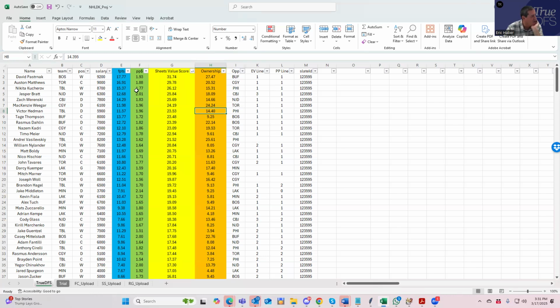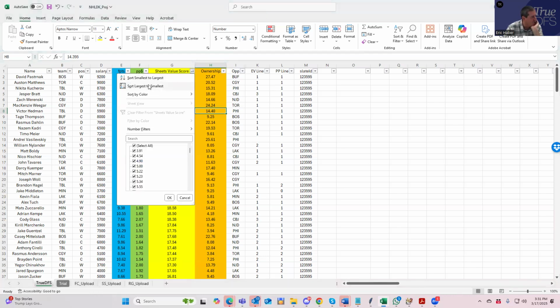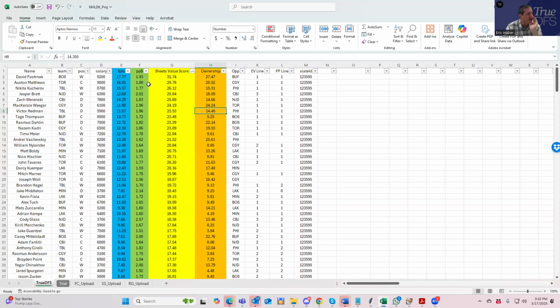So the first thing I like to do is sort this whole sheet by Sheets value score. What I look for in hockey, I just like to eyeball the first 20 players or so and see if you can find a glut or a cluster of players that are from the same team, right? Because hockey is such a correlative sport: somebody shoots, somebody scores, somebody gets the assist, etc. That's what you want to see.